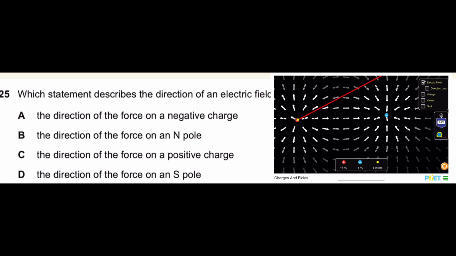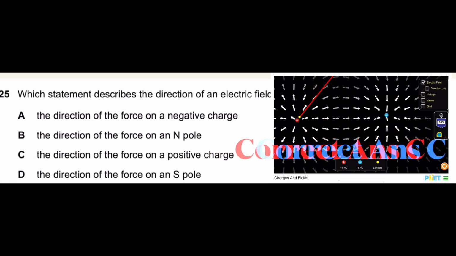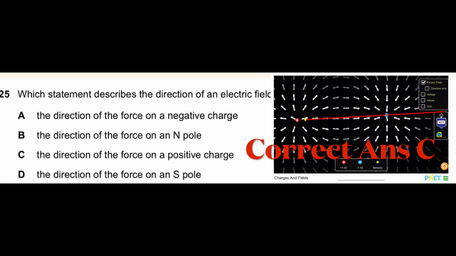The density of the field lines indicates the strength of the electric field. More lines mean a stronger field. So the correct answer for question 25 is C.